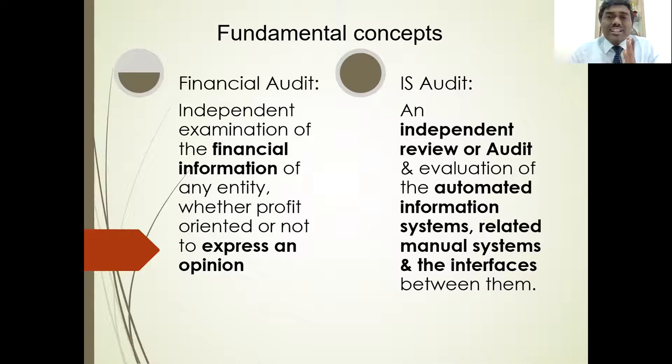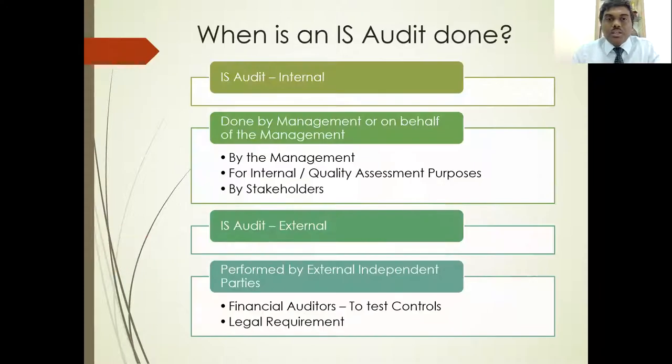Whereas when it comes to IS audit, the scope is defined based on the understanding between the client and the auditor. IS audit can be done internally, as a part of some internal audit where they just want to evaluate some controls. Sometimes it is done by the management or on behalf of the management. Why? You want to prove some quality to external stakeholders. A new vendor may be asking, how secure are your operations? Or it could be an independent external audit exercise.